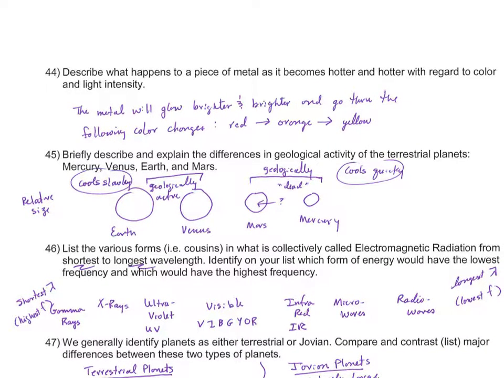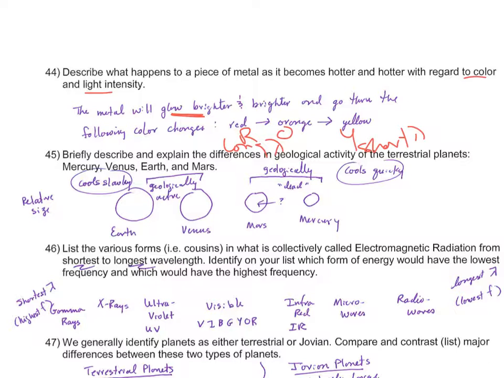Question 44. What happens to a piece of metal if you heat it up? I wanted you to tell me with regard to color and with regard to light intensity. To get all 3 points, you had to answer both of those questions. So it will glow brighter, and then the color will change from the long wavelength to the short wavelength of light. Okay, and it would even keep going, getting hotter, getting shorter wavelength than yellow.